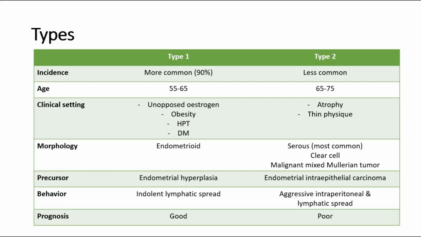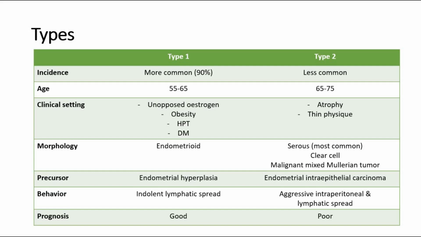For the clinical features, type 1 is due to unopposed estrogen, obesity, hypertension, or diabetes mellitus. Whereas for type 2, the clinical features are atrophy and a thin physique. The morphology of type 1 endometrial cancer is endometrioid type, whereas for type 2, it consists of serous type, clear cell, and also malignant mixed Müllerian tumor type.